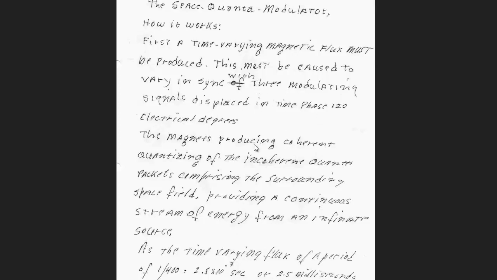The magnets producing coherent quantizing of the incoherent quantum packets comprising the surrounding space field, the space field that we live in, providing a continuous stream, a DC stream. It doesn't change in time. There's nothing that the magnets were doing. I don't care what anyone says. A continuous stream of energy. There's nothing about a continuous stream of energy from an infinite source that says anything was done to the magnets whatsoever.